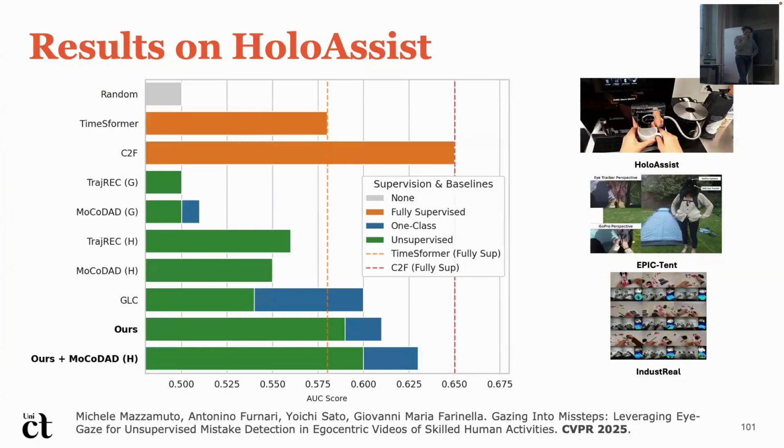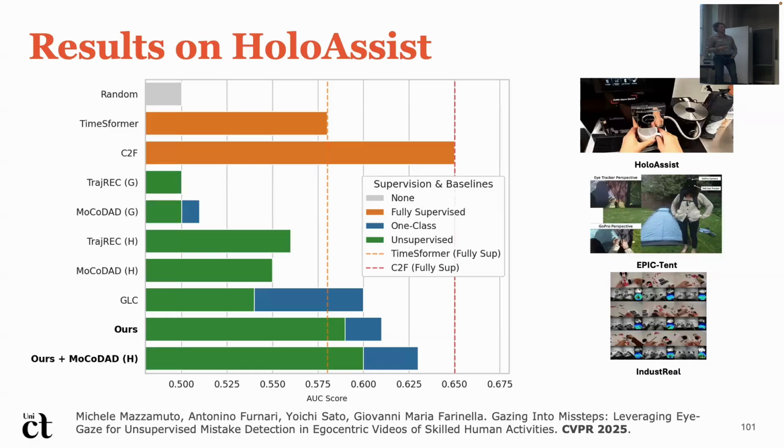These are some results on HoloAssist, where we consider 3 different levels of supervision. Full supervision, where we train models with mistakes annotated. And then we have unsupervised. The unsupervised case is a case in which at training time you don't know where the mistakes are.